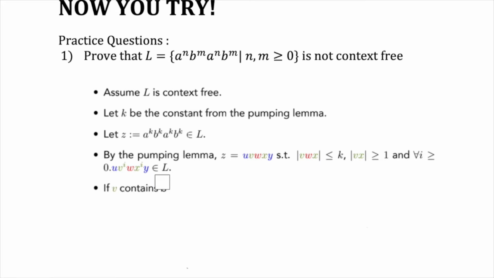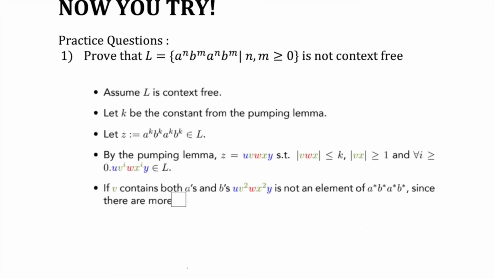If v contained both a's and b's, pumping this word to give u v squared w x squared y would result in a word that is not in the language. This is because if v was composed of both a's and b's, pumping it twice would give you more than 3 switches between a's and b's. The first switch is from A to B, the second switch is from B to A, the third switch is from A to B at the very end.